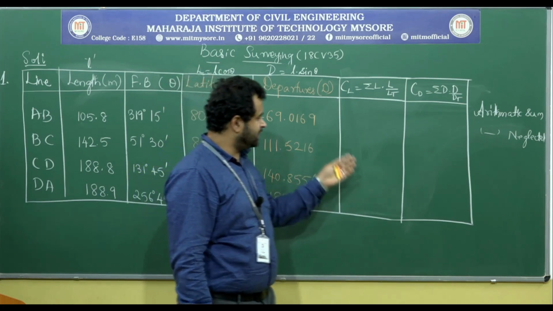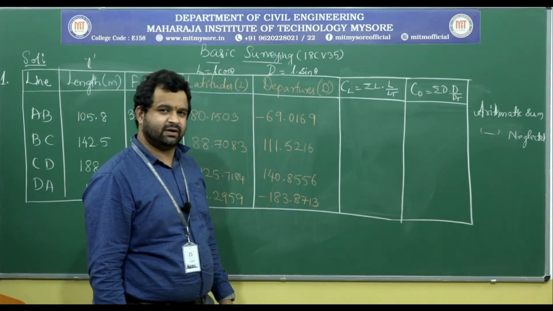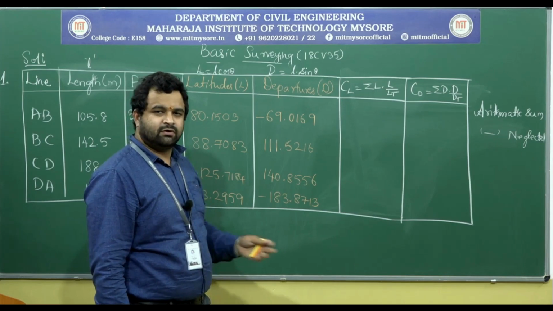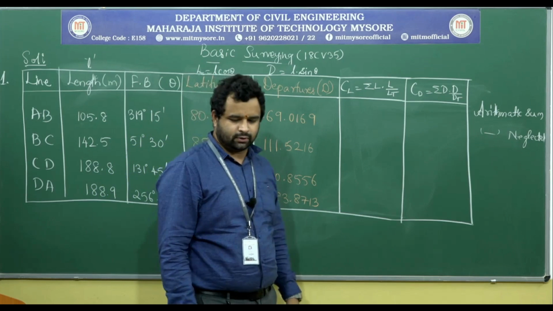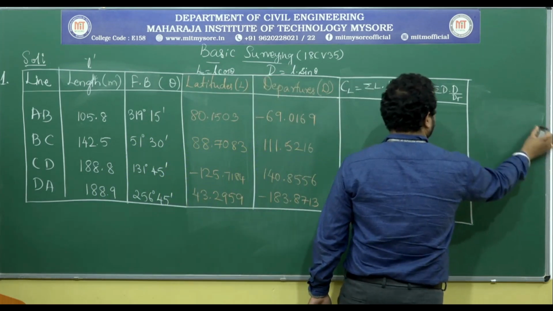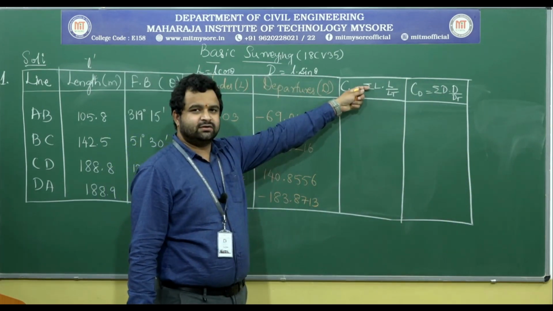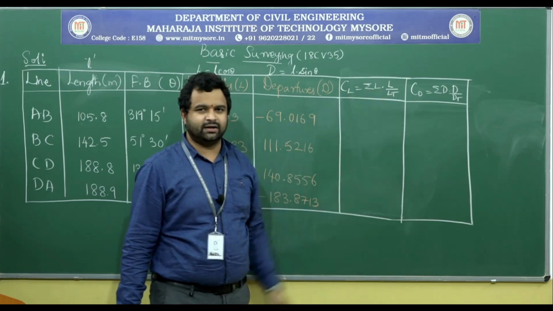Next, after calculating the corrections, let us calculate the correct latitudes and departures and check whether the closing error, that is sum of latitudes and sum of departures, is equal to 0 or not. We shall check it out. Before calculating the values of CL and CD, we want to calculate sigma L and LT, right?